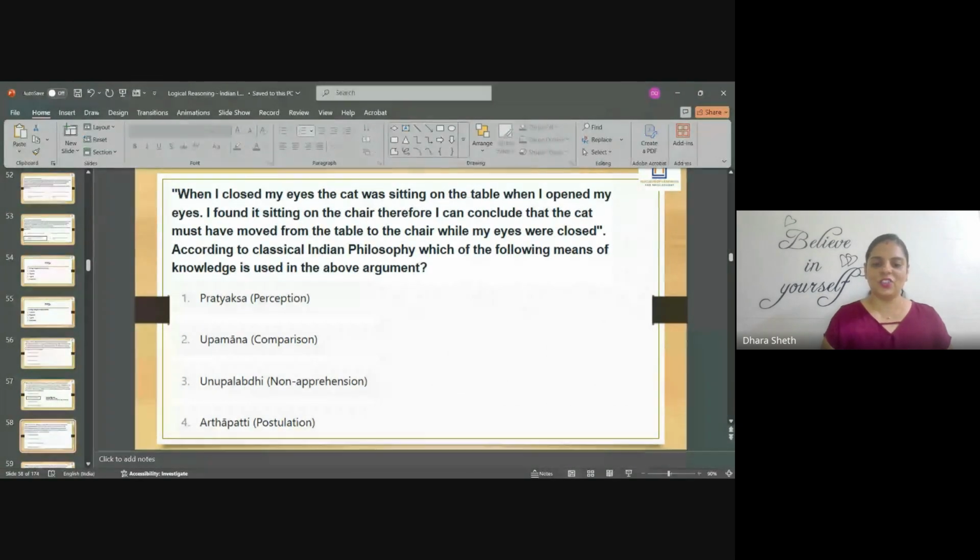Another story by UGC NET. When I closed my eyes, the cat was sitting on the table. When I opened my eyes, I found it sitting on the chair. Therefore, I can conclude that the cat must have moved from the table to the chair while my eyes were closed. Pratyaksh, Upaman, Anuplapti, Arthapti. Which one of these? Arthapti, the answer is true. Because someone could have lifted the cat and moved her. She may not have walked on her own. So that is guesswork.